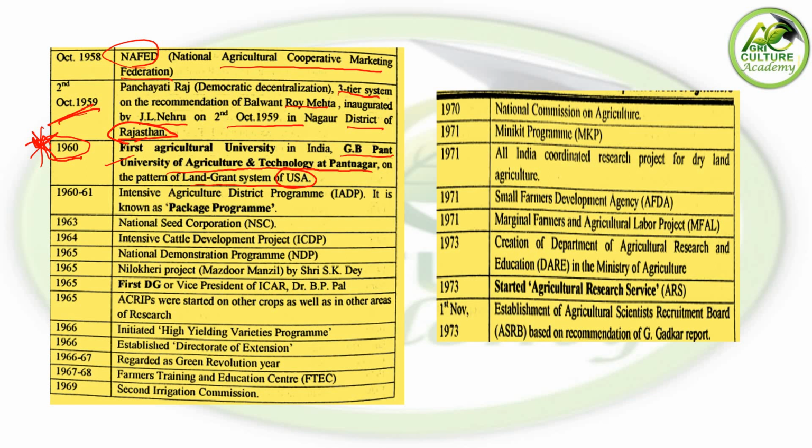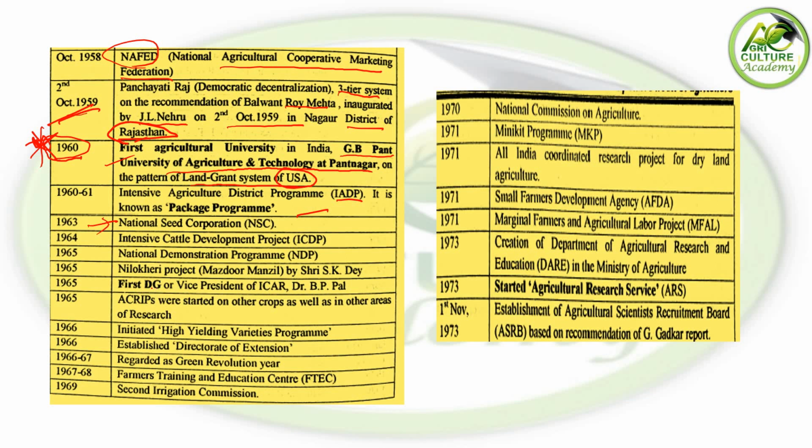1960-61, Intensive Agriculture District Program, IADP. The full form of this one is also asked. It is known as the package program. Then 1963, National Seed Corporation. This one is a seed technology related question. 1964, Intensive Cattle Development Program, National Demonstration Program, NDP.